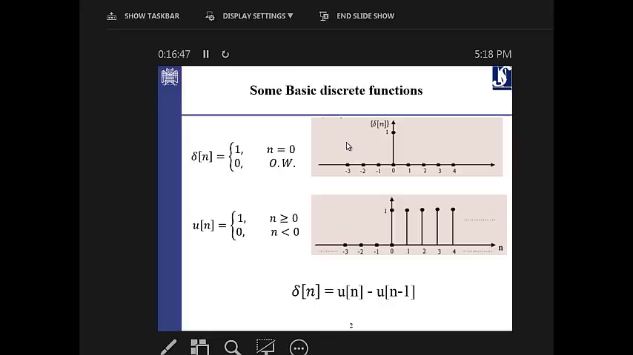So what do you see here? Sorry, instead of x, I have to write down delta. Replace all the x's with delta.